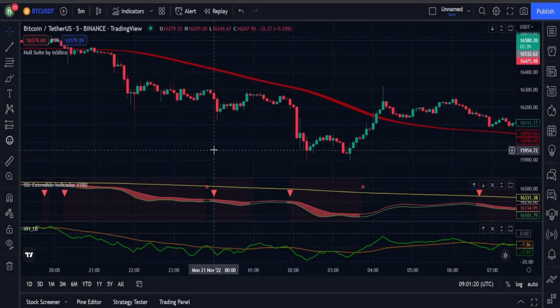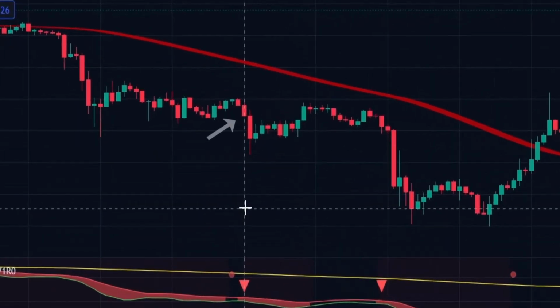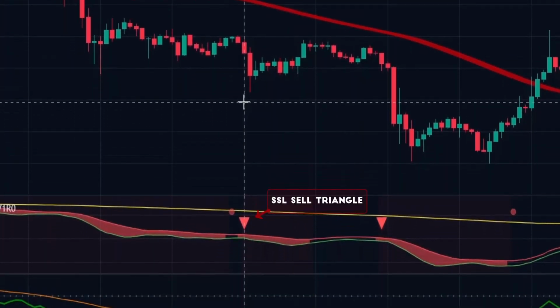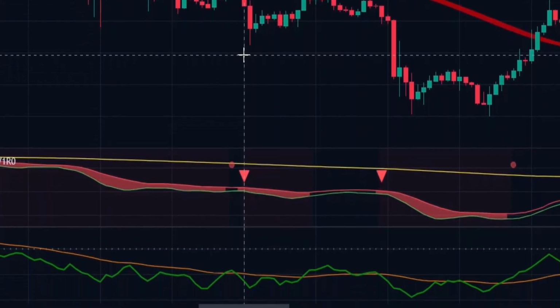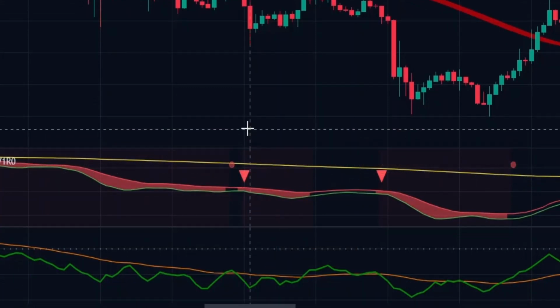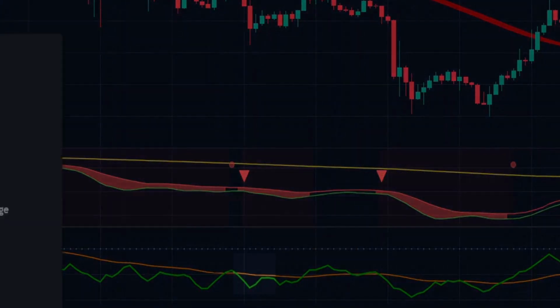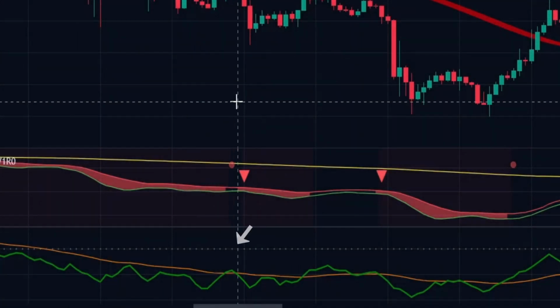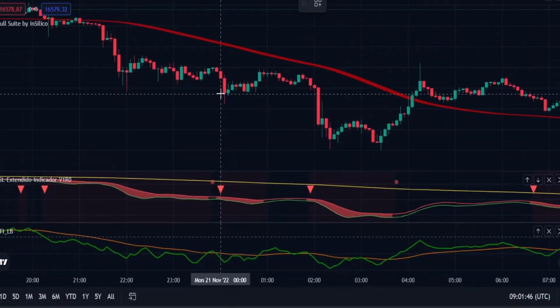So exactly the opposite is true for a sell trade. We're only going to be looking to sell if the price is closed below the Whole Suite and the line is colored red. The SSL has to issue a new red triangle. This is going to be our second confirmation signal. For final confirmation, we want the volume flow indicator to be bearish. This means the orange line has to be above the green line, and they both have to be positioned below the 0 level. So these are all the rules for entering a sell trade.